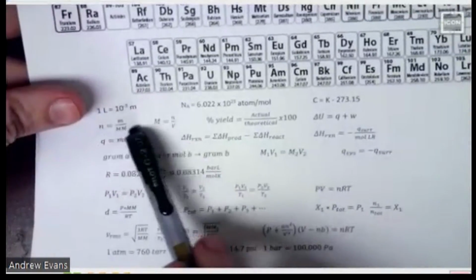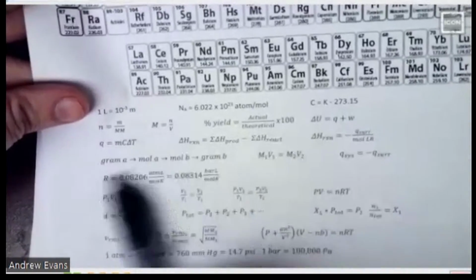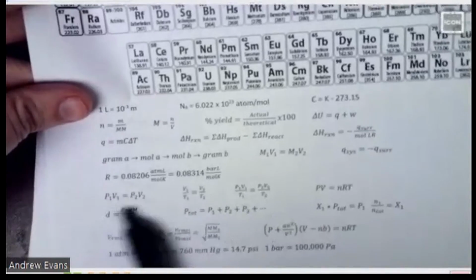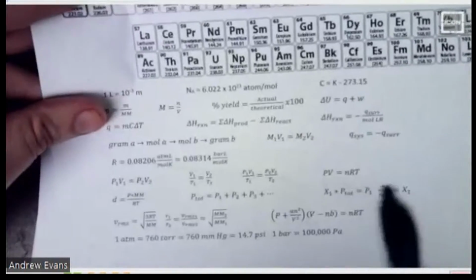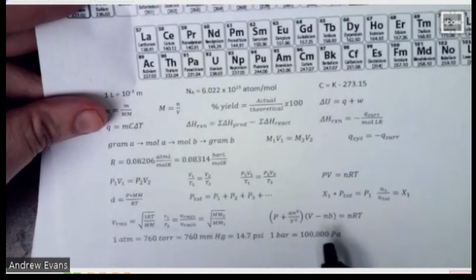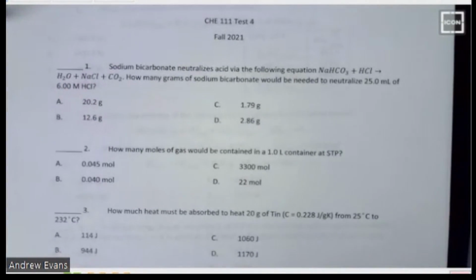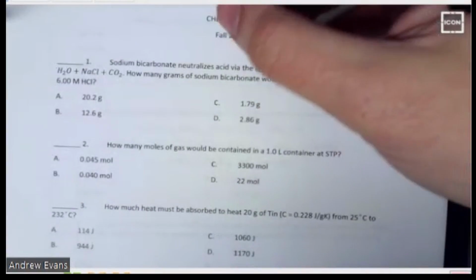We got our Avogadro's number, how to turn Celsius and Kelvin. Whole bunch of equations, including ideal gas equations and some conversions into pressures and our R. Okay, let's get started. The stoichiometry equation.